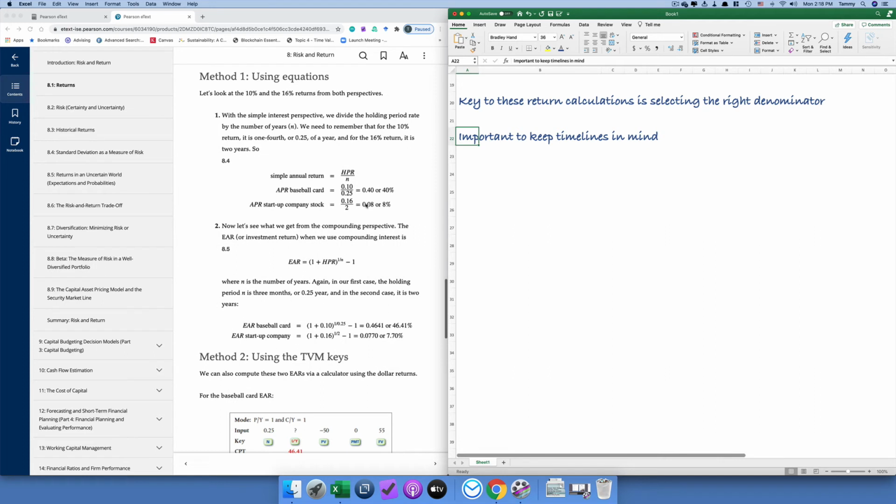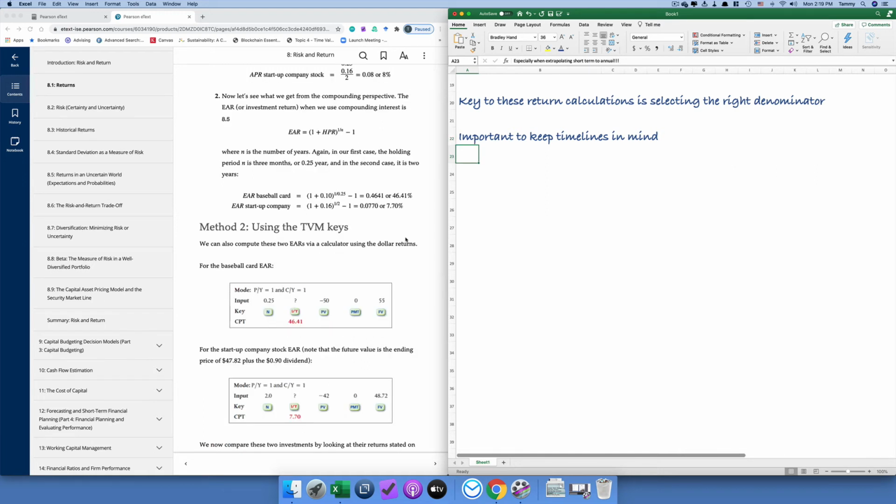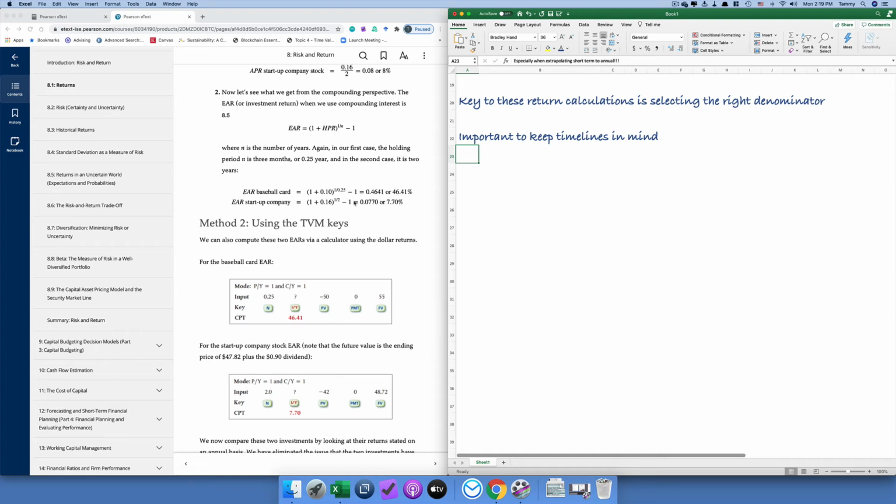Whereas for the startup company's stock, he got a 16% return but it took him 2 years to get it, so that's only an 8% annual return. Now you could also use a different way of calculating the annual return, with this formula here, which was covered in that interest chapter that we didn't really address. So the investment return, if we're compounding the interest, comes up to be slightly different. That's okay. It's just a formula.